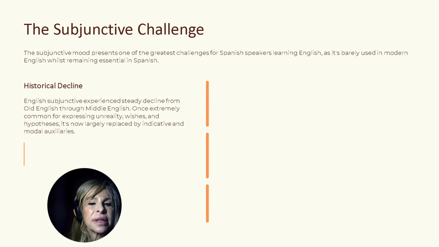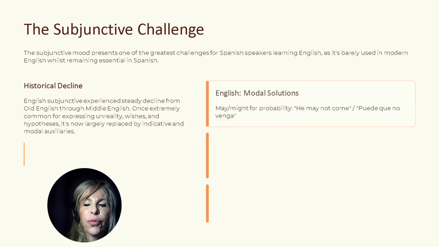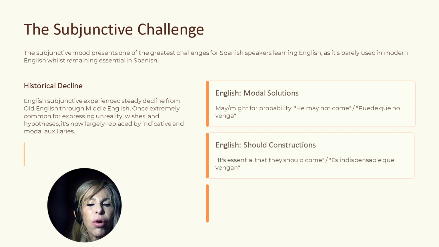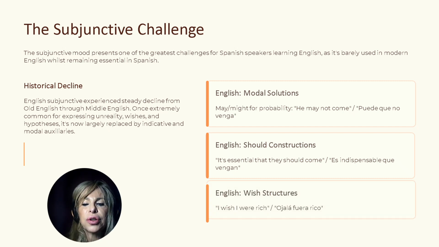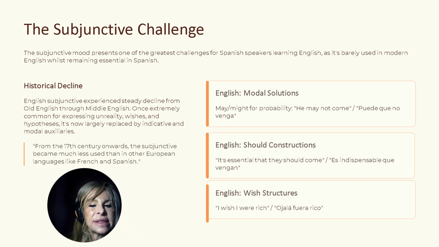The English subjunctive declined from Old English through Middle English, and now is used for expressing unreality, wishes, and hypotheses. For example, we can see it with modal solutions such as may or might: he may not come, puede que no venga. Or used with short constructions: it is essential that they should come, es indispensable que vengan, o con estructuras como el wish: I wish I were rich, ojalá fuera rico. From the 19th century onward, the subjunctive became much less used than in other European languages like French.